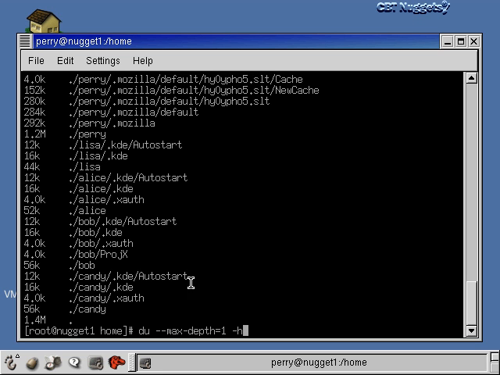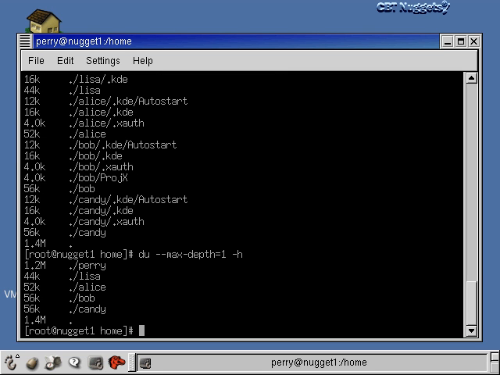Now what this will do is it will go in and it will still count up all these subdirectories here, like Alice's KDE AutoStart and Alice's KDE and XAuth. But all it's going to display is the stuff that's 1 deep, the max depth 1. So 1 deep below the home directory is the only summaries that are going to be printed out. Okay, so let me do this. And you'll see that here we get Alice's is 52 kilobytes, just like here Alice was 52 kilobytes. There it says Perry is 1.2 megabytes and so on.